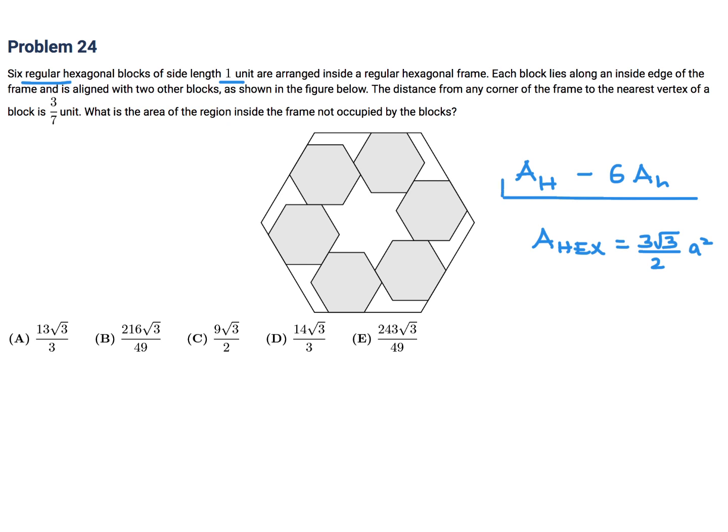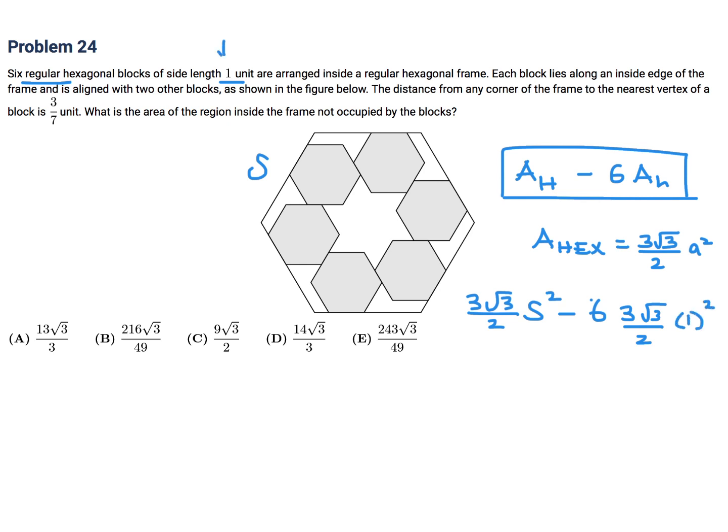So that means that this guy here is 3√3 over 2, and the side length I don't know, so we'll just call it s for now. S squared minus 6 times 3√3 over 2 a squared, but a is 1 because the question tells me that those smaller 6 regular hexagonal blocks have a side length of 1. Okay, so that doesn't look so bad. Let's see if I can simplify this.